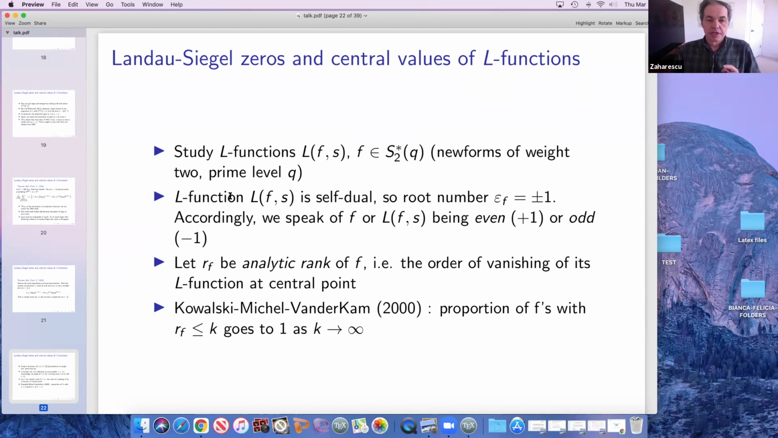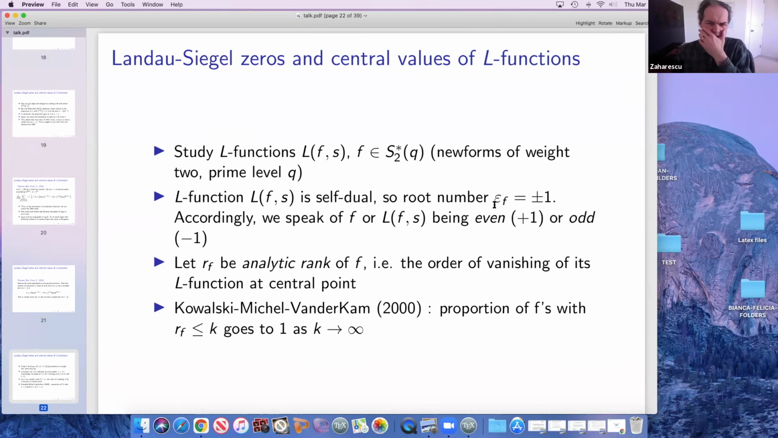And first of all, these L-functions are self-dual. The root number is plus or minus 1, but it's not always plus 1. And if the root number in the functional equation is minus 1, then the L-function will have to vanish at the central point automatically by the functional equation. So there's nothing we can do about it. You cannot push it to 100%. And about half and half, unconditionally, are known to be odd or even.